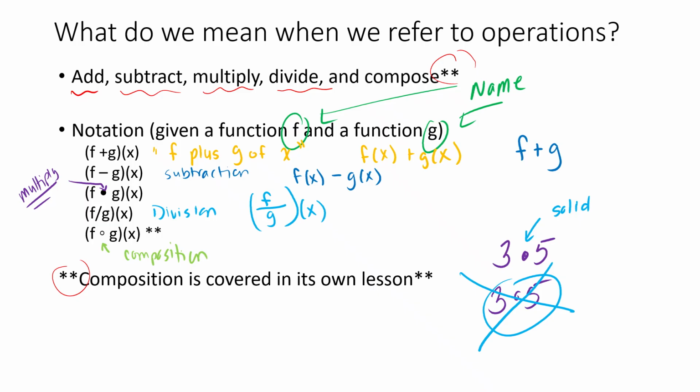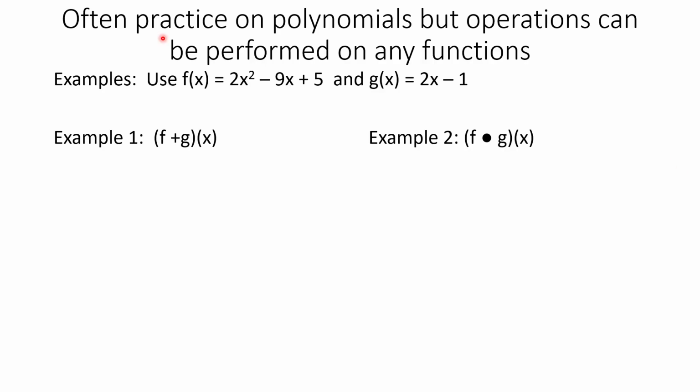All right, and you can see the asterisks there again, because we're not going to address composition in this particular lesson. So we often practice on polynomials. That's because they are so straightforward. A lot of times when you're studying this, you're either in a unit on polynomials or you have just rolled out of one, but these operations can be performed on any functions. So we're going to start off looking at polynomials, and towards the end of the lesson, I'll throw in a radical function, because if you are following along on my Algebra 2 playlist, you know that we have covered radical functions at this point.